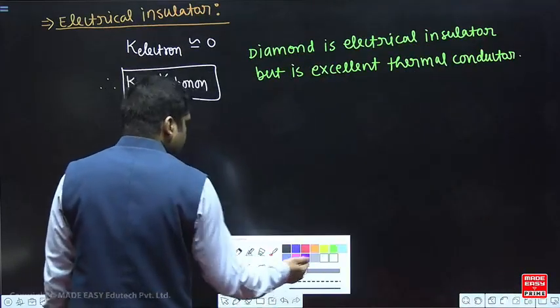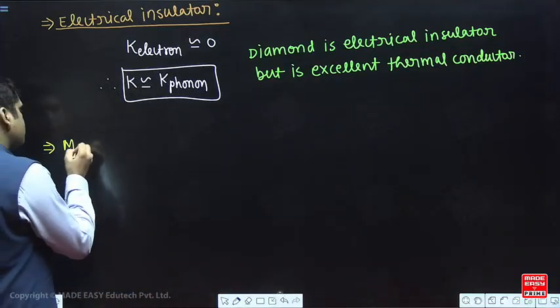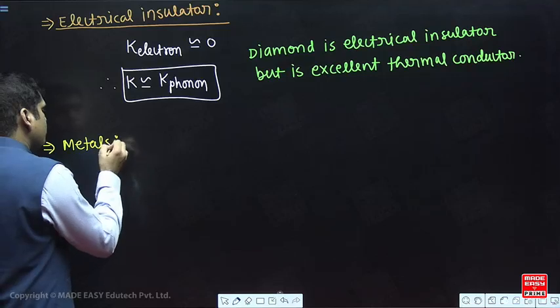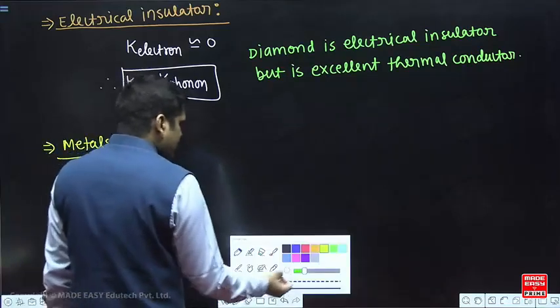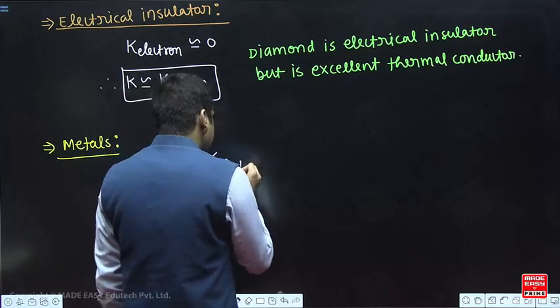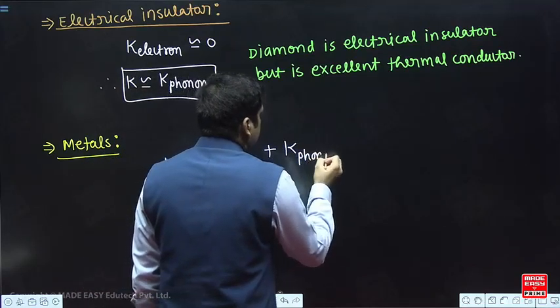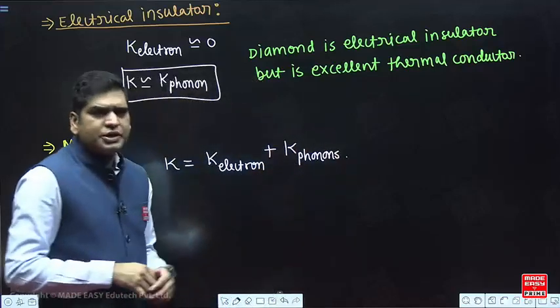Metals have both atomic vibration as well as free electrons. So metals have both components. You have free electrons in the metals, so K is due to the electrons, and you have phonons also. But you see, phonons are lattice vibration.